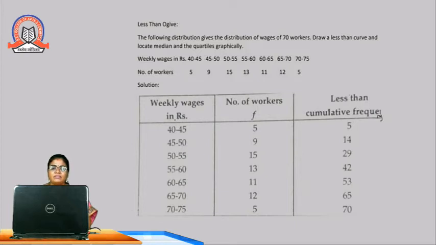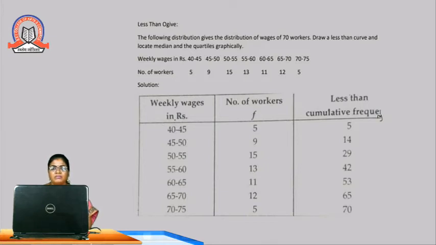Now they have given in this problem weekly wages and number of workers. Weekly wages are given as 40 to 45, 45 to 50, etc. And number of workers is 5, 9, 15, 13, 11, 12, 5. So we want to calculate the less than cumulative frequency. For that we add the frequencies. First 5, then 5 plus 9, 14, 14 plus 15, 29, 29 plus 13, 42. 42 plus 11, 53, 53 plus 12, 65, 65 plus 5, 70.